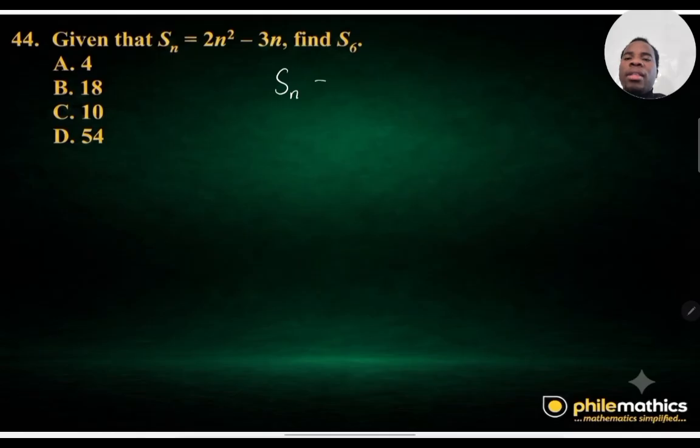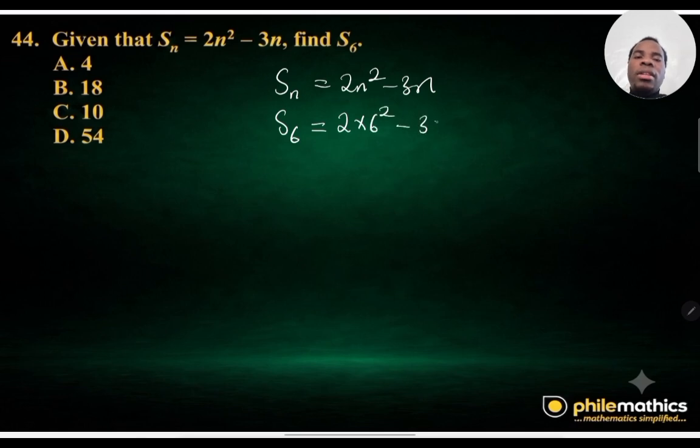X sub n is 2n squared minus 3n. X sub 6 simply means substitute 6 for n. This will be 2 times 6 squared minus 3 times 6. This is 2 times 36 minus 18. This is 2 times 36 is 72 minus 18.